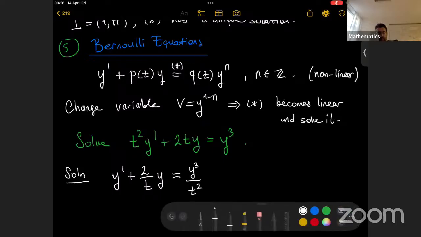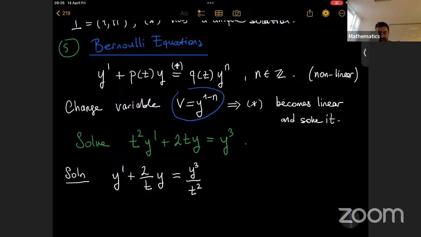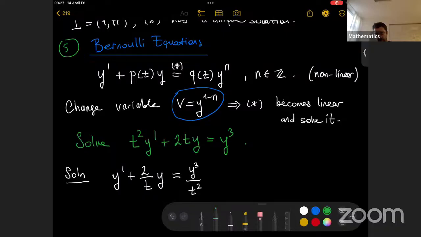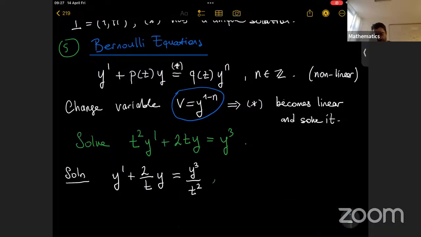Now, as we just discussed here, we will substitute this. V is equal to y to the 1 minus n. So do the substitution, say v is equal to y to the 1 minus n. N is here. This is your n, okay? In the Bernoulli equation. This is called the Bernoulli equation, by the way. 1 minus 3, so it is y to the minus 2.